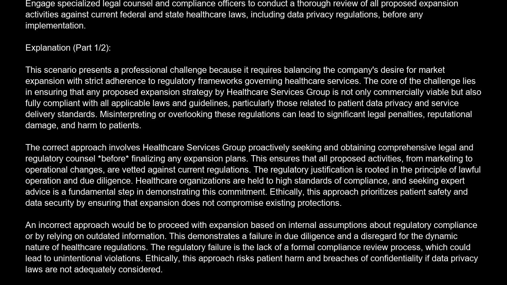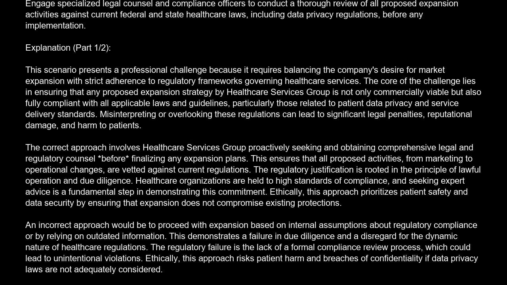The regulatory justification is rooted in the principle of lawful operation and due diligence. Healthcare organizations are held to high standards of compliance, and seeking expert advice is a fundamental step in demonstrating this commitment. Ethically, this approach prioritizes patient safety and data security by ensuring that expansion does not compromise existing protections.